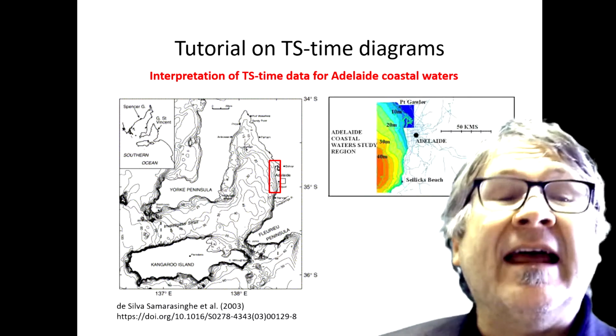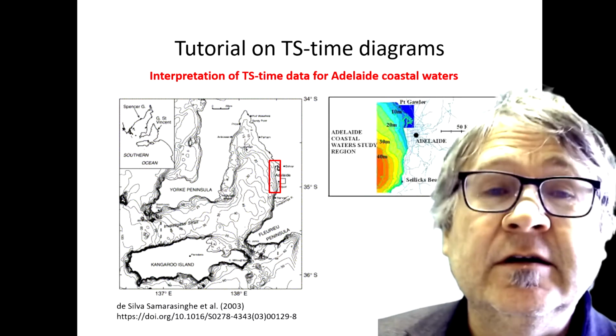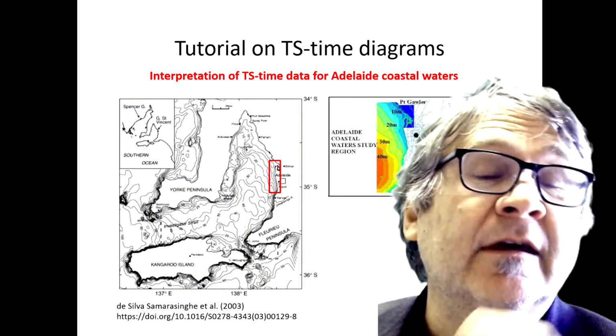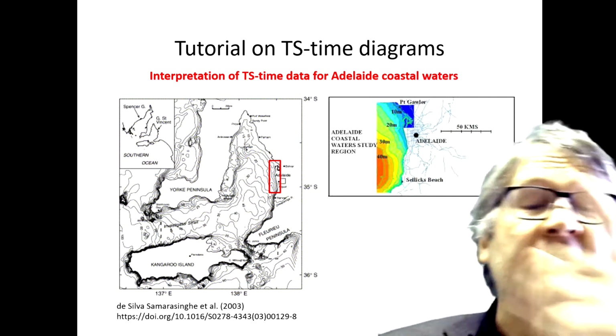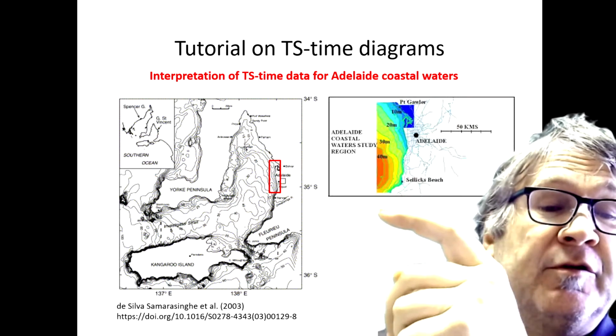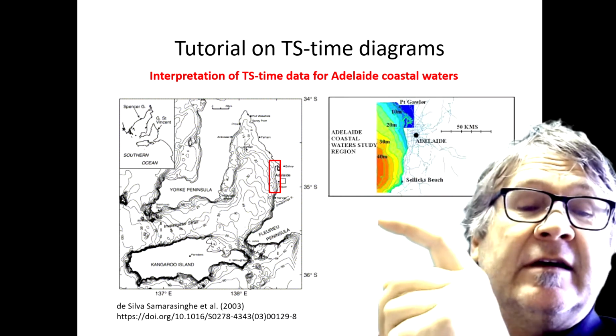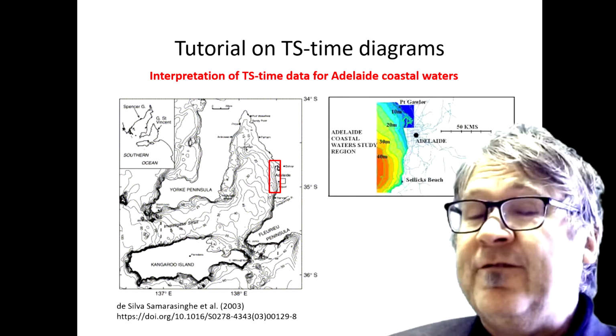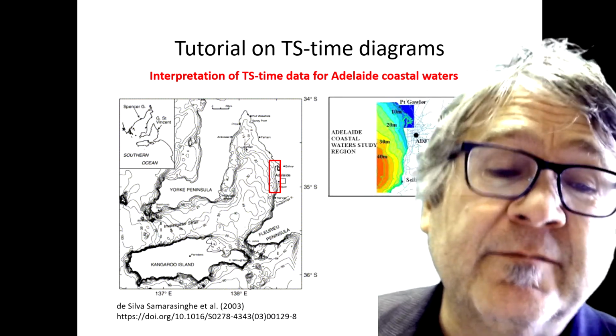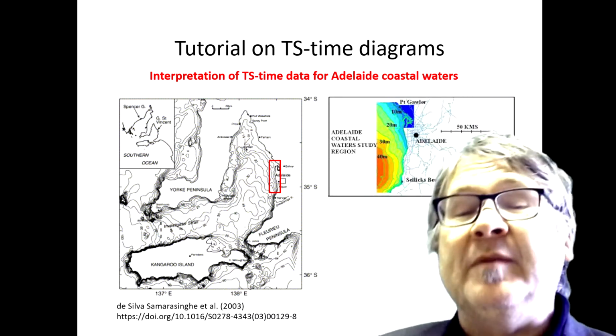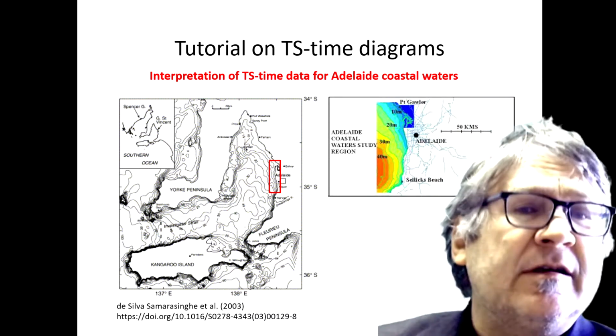We're talking about Adelaide metropolitan water here in this sketch. You can see that red rectangle, and above my head is the depth distribution and the extent of this area. Fairly shallow water, between 10 and 40 meters. And so what's the temperature in winter?